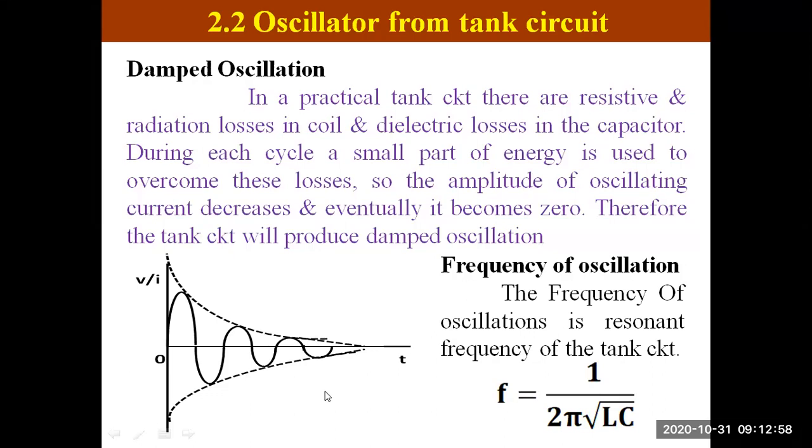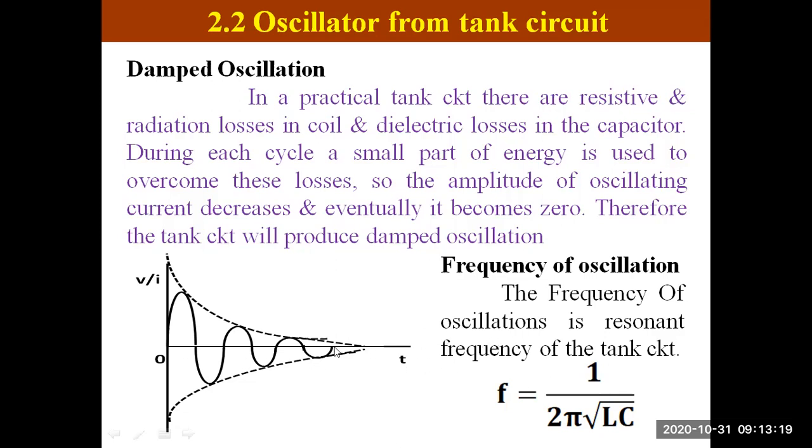Now we can draw the damped oscillation figure in this way. The amplitude decreases in each cycle. This amplitude is denoted in this way. Here generally on the y-axis there is current or voltage, and on the x-axis there is time.